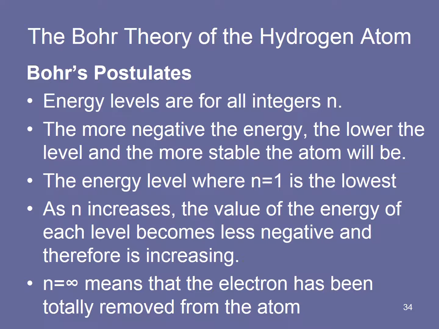So energy levels are for all integers, n. The more negative the energy, the lower the level. We know that if n equals 1, that's the lowest energy level, and that as n increases, the energy increases. But if you look at that line again, we'll look at it in just a second, they're not consistently different. The space between them is not consistent. So there's a bigger space between 1 and 2 than there is between 2 and 3, etc. If we make n equal to infinity, that means the electron has totally been removed from the atom.